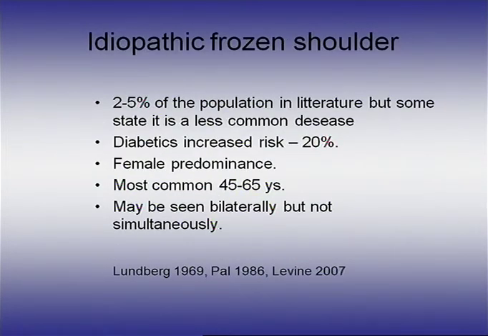In the literature, we find reports of between 2 and 5% of frozen shoulder in the population, but some state it's a less common disease, that too many not clearly diagnosed cases have been included. Diabetics have an increased risk, 20%. There is a female predominance, and it's most common in middle-aged people between 45 and 65 years of age. It may be seen bilaterally, but not in both shoulders simultaneously.